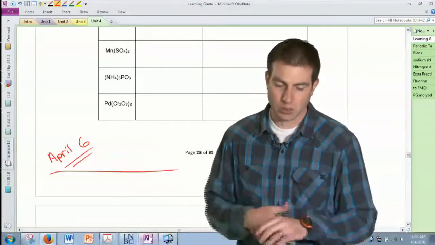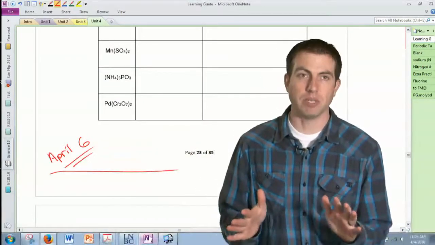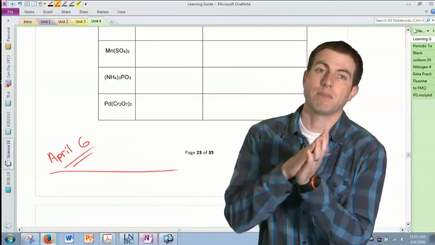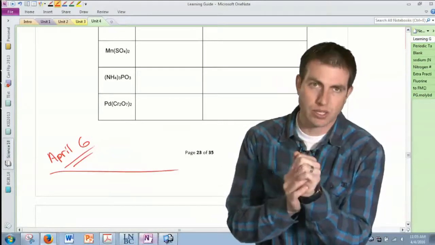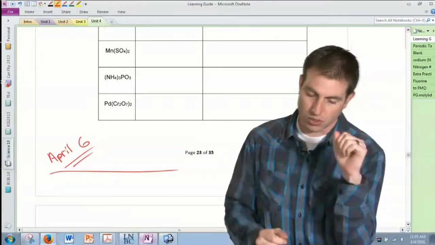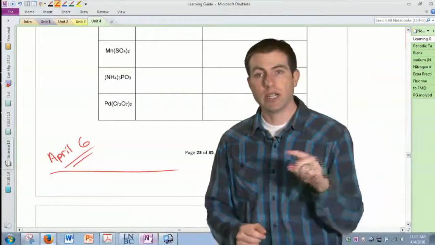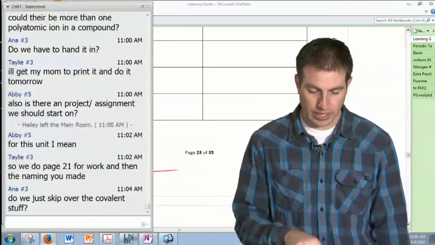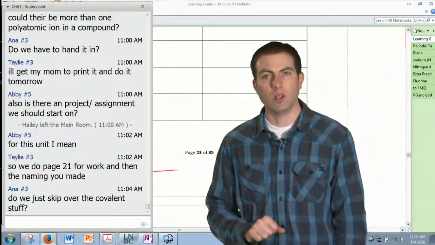The balancing chemical equations, which is section 4.3, we won't get to this week. We'll work on that next week, and that will not be on the midterm. So the midterm will cover units 1, 2, 3, and 10, and then the first 2 sections of Unit 4. Covalent we'll cover next day, so you can just skip anything that says covalent, and then we'll go from there.